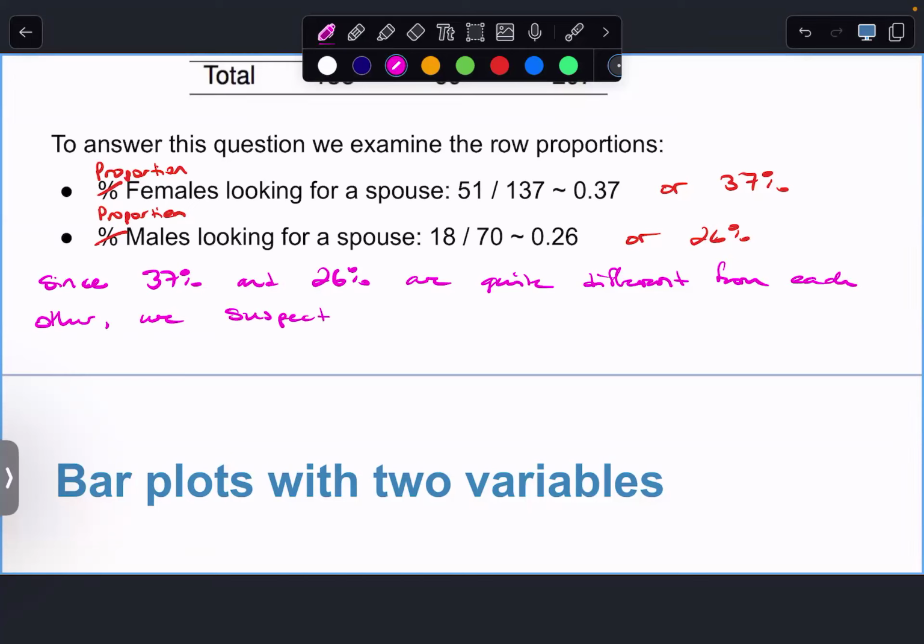We suspect there is a relationship between gender and looking for a spouse.